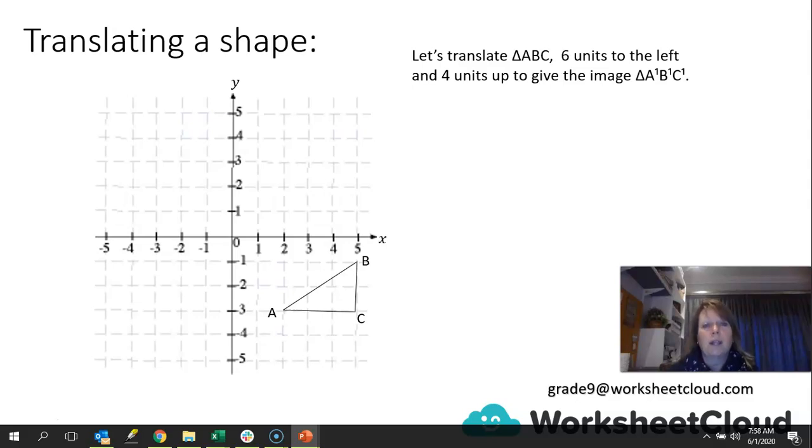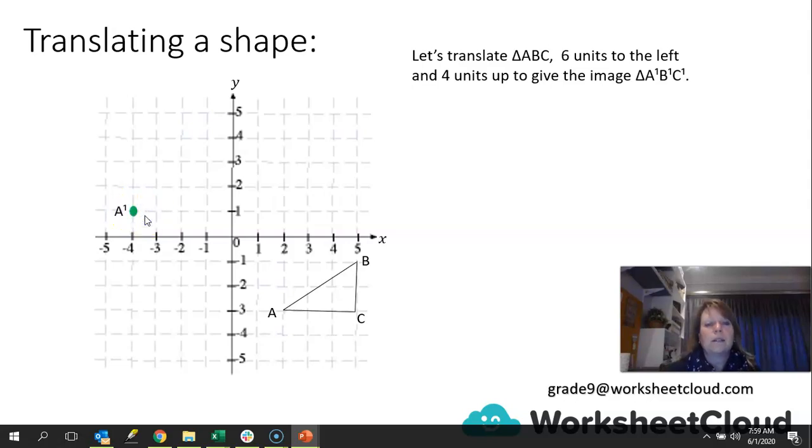If we were to take that triangle, the new one that we've translated, and we were to translate it again using the same rule, we would then call it triangle A2, B2, C2. But let's not jump the gun. Let's do this for now. So we've got to go 6 units to the left and 4 units up. We take each point individually and we're going to start with A and we're going to go 6 units to the left. 1, 2, 3, 4, 5, 6, and 4 units up. 1, 2, 3, 4. So our A1 point should be there.